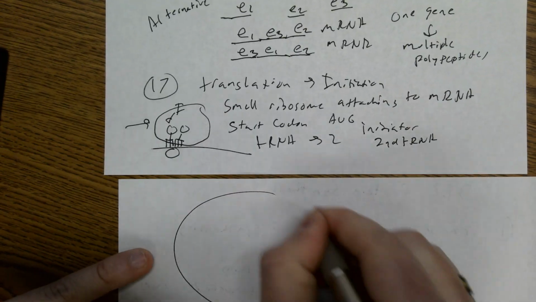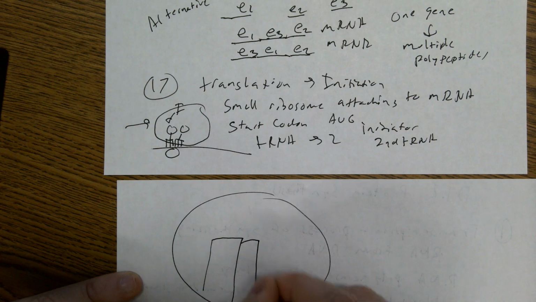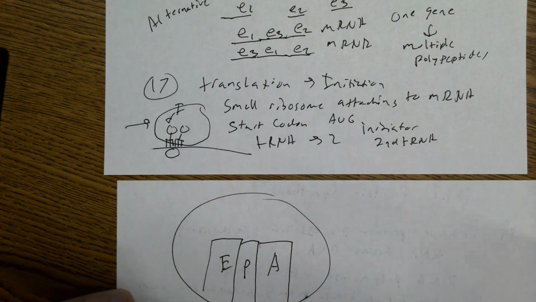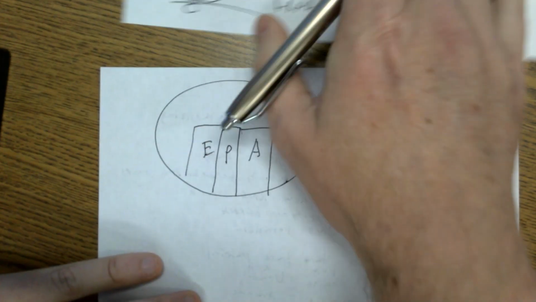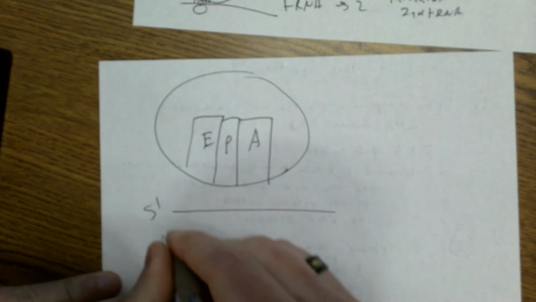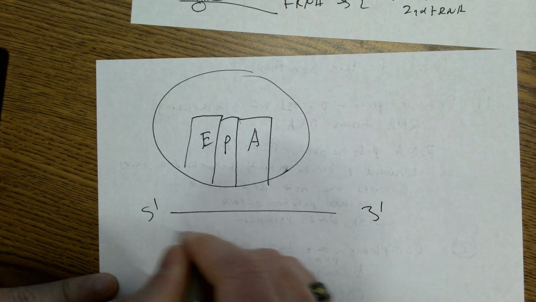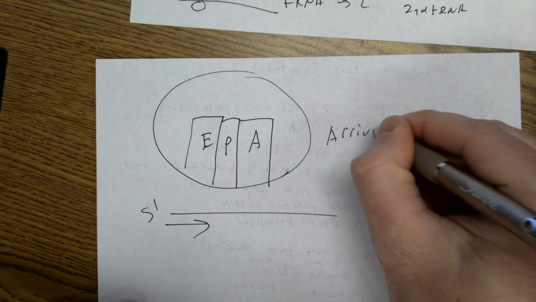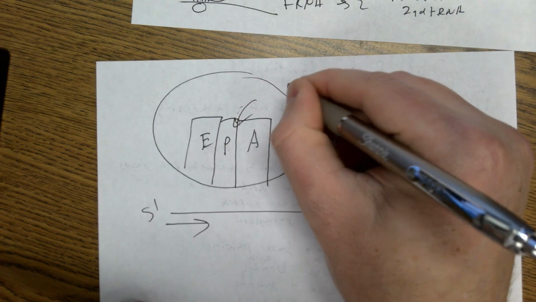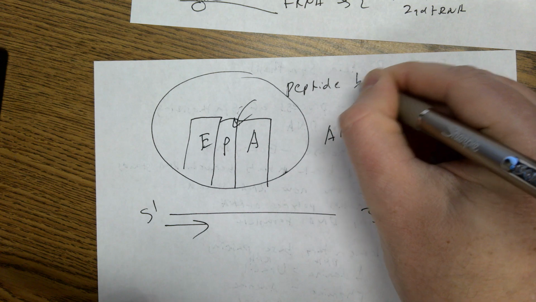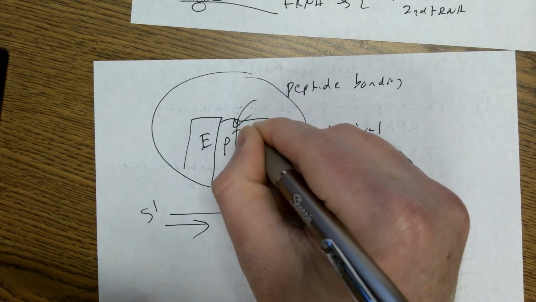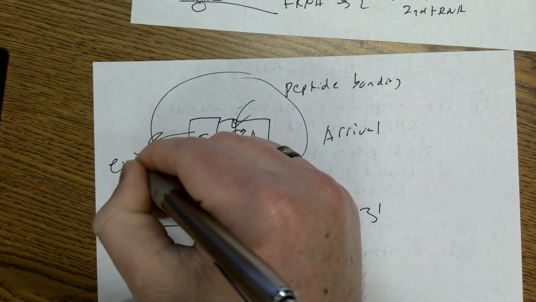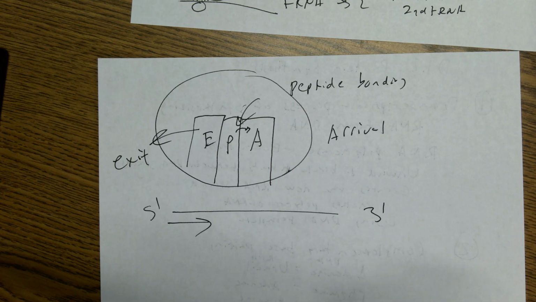Now the large subunit has 3 binding sites that look like this, and they are E, P, A in red backwards, because that's the direction you're going to go. So if this is the 5' end of the mRNA and this is the 3' end, it's going to move in this direction. You have the A site for arrival, the P site is for peptide bonding, where it's going to transfer it to this one, and then the E is the exit site. So that's the roles of the 3 parts of the ribosome.